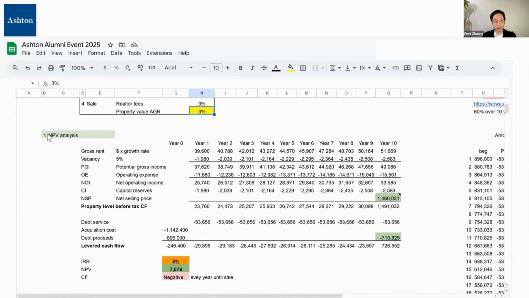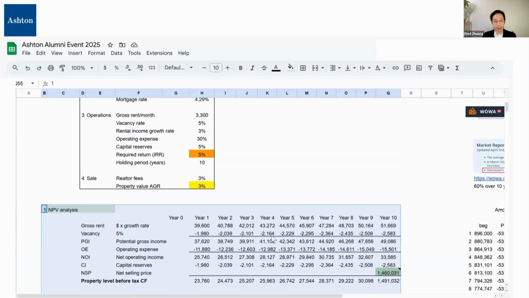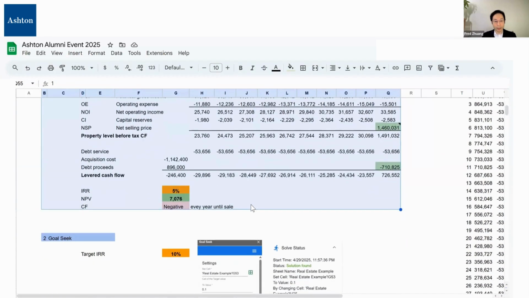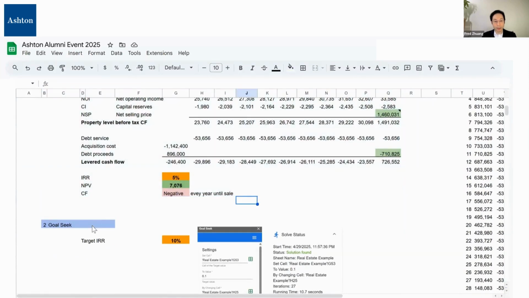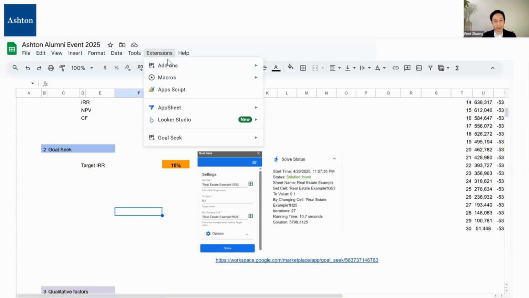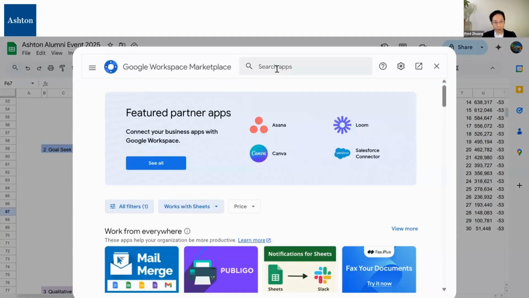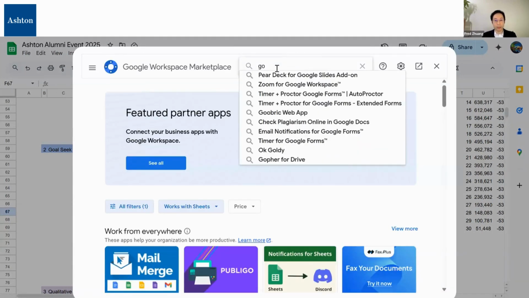So that's the first part of setting up the NPV. The second part is to use a function called goal-seek. So this function, you can get this through the link on the spreadsheet, and you can just get it through the Excel add-ons. So on the add-ons, you can just search for goal-seek.